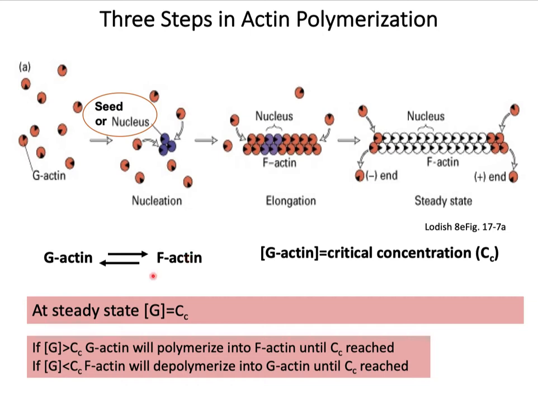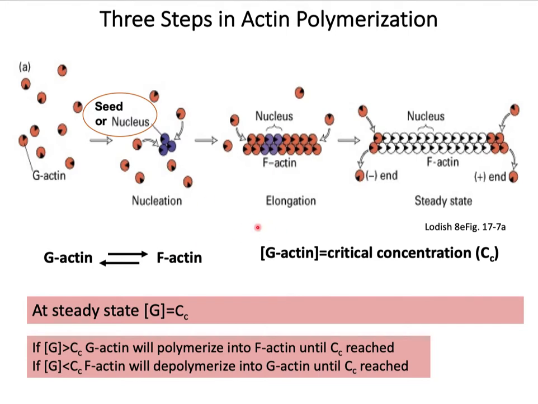So you can think of these three steps in actin polymerization as a biochemical reaction. Shown here, G-actin is converted to F-actin, and F-actin is depolymerized into G-actin in the reverse direction. At steady state, the concentration of G-actin is the critical concentration. If the actual concentration of G-actin is greater than the critical concentration, G-actin will polymerize into F-actin until the critical concentration is reached. So if the concentration of monomer is greater than the critical concentration, it will drive the reaction, in this case from left to right, to form the filamentous actin from the monomers.